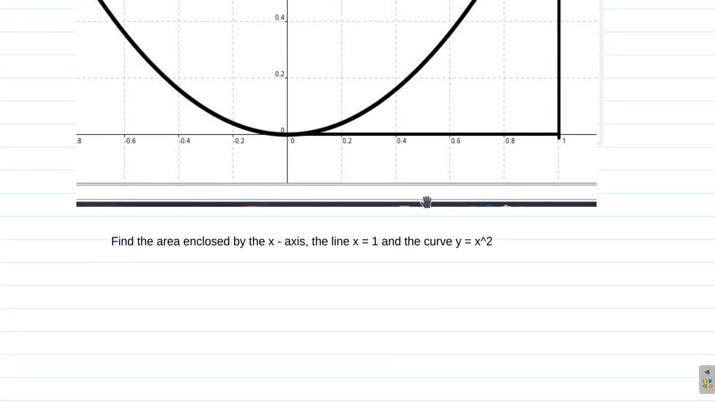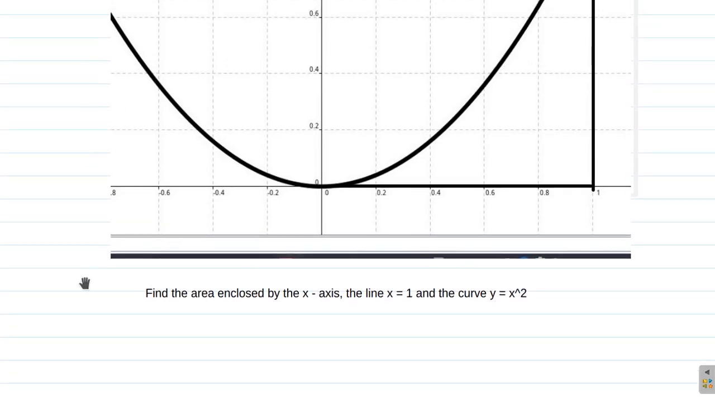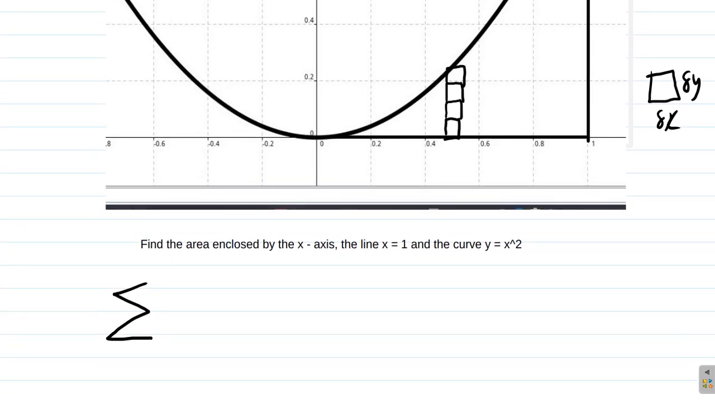Now, what we do is look at stacking up squares upwards from the x-axis up to the curve. Now these squares are of height delta y and width delta x. When we stack them upwards like this, vertically, what we're adding up, finding the sum of, are delta y.